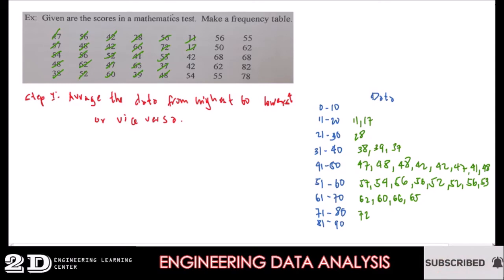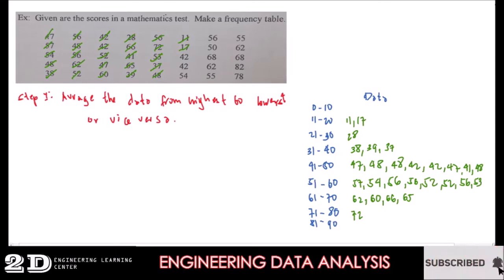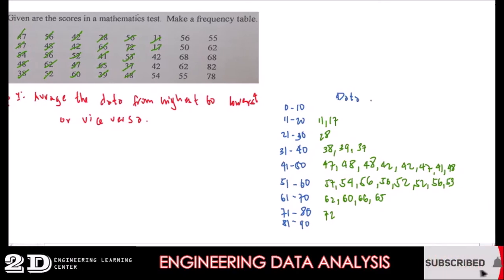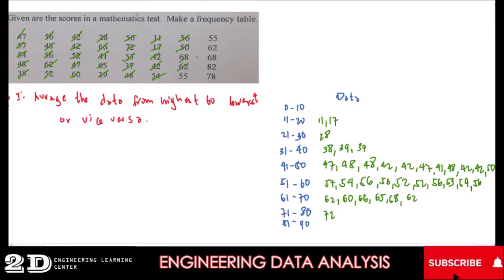We just move a little bit here for space. So this is 40, and we have 42, then another 42. Then we have 54, then 56. Then we have 50, which is in 41 to 50. Then we have 68, then 62, then 55.